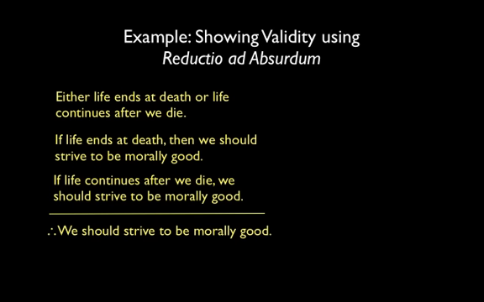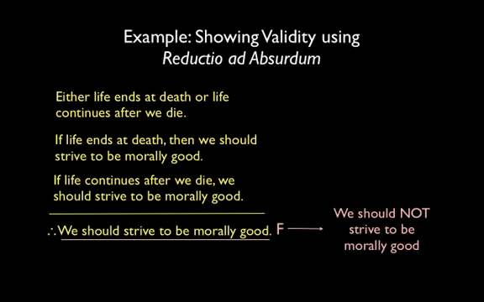Let's show that the argument is valid by showing that if we deny the conclusion and accept the premises, we are forced to accept a contradiction. We begin by assuming that the conclusion is false. That is, that it is false that we should strive to be morally good. Now consider the first premise.